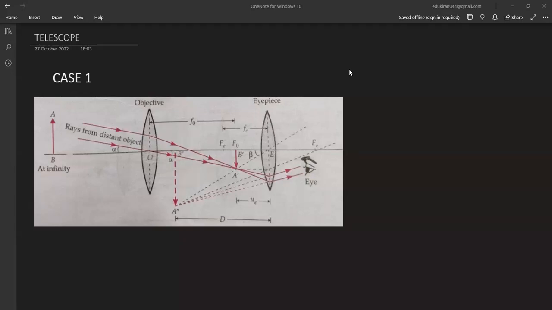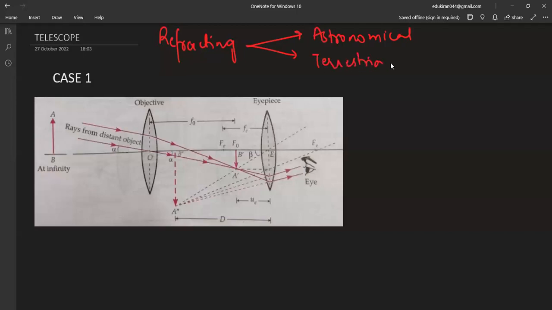So a telescope, what is a telescope? We have different types of telescope. Okay, let me just brief you with it. You have firstly refracting telescopes. In refracting telescopes, you have two types. You have astronomical and you have terrestrial telescope. And the second type of telescopes you have are the reflecting telescopes.